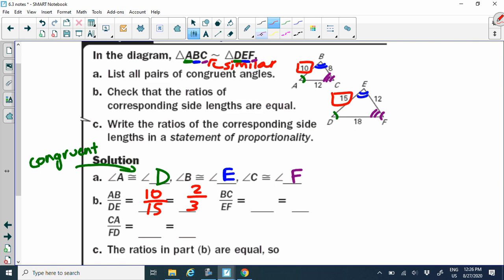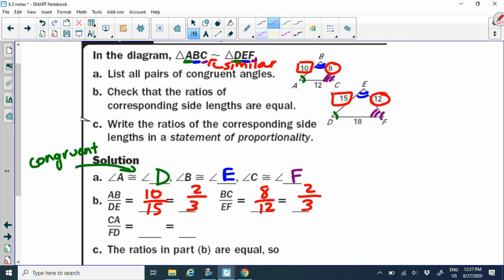Now BC and EF. Notice BC is the second and last letter, and E and F are the second and last letter. So they pair up. Corresponding letters always match up. BC, I'm going to use a circle, is 8. And EF is 12. Once again, we can simplify a fraction. Always do that so you know if the corresponding sides have the same scale factor. So 4 goes into 8 twice, and 4 goes into 12 3 times.